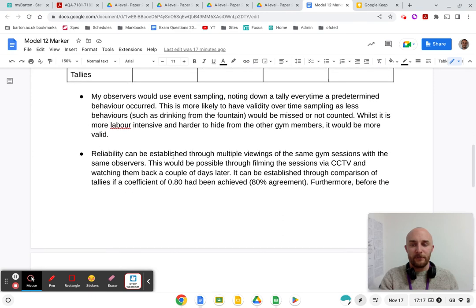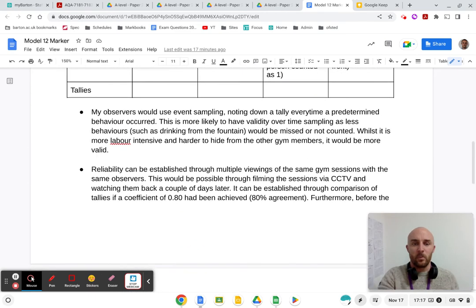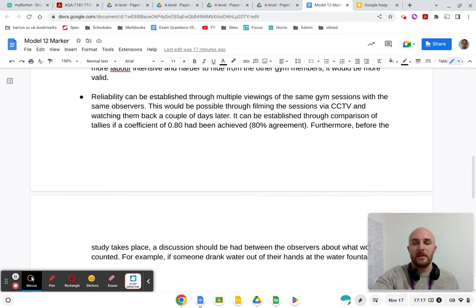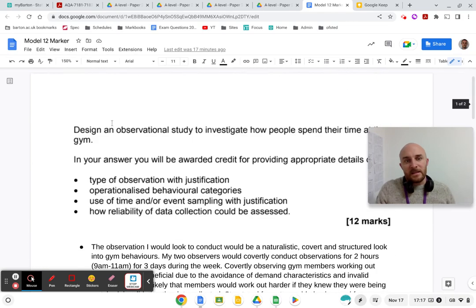I've then got, and again, feel free to pause this, I will just go down here as well. But whether you would use event or time sampling, and then finally, how you would do reliability. Now, my advice would definitely be to pause it on here as well, because I don't think most people would understand this, right? So remember, the idea is that we have 80% agreement between our observers, and it's about how you would observe that. So, to be honest, that is pretty much it.